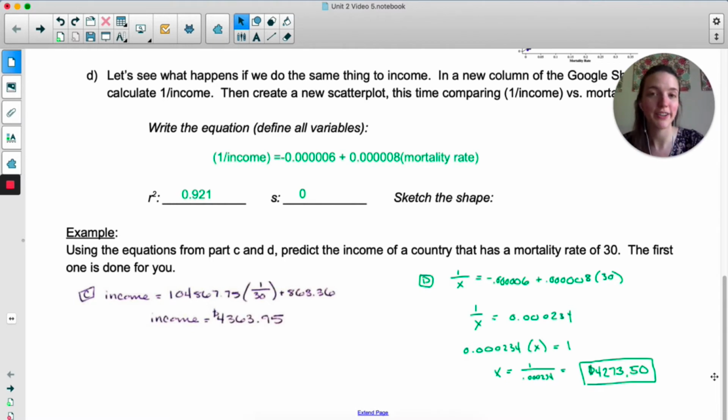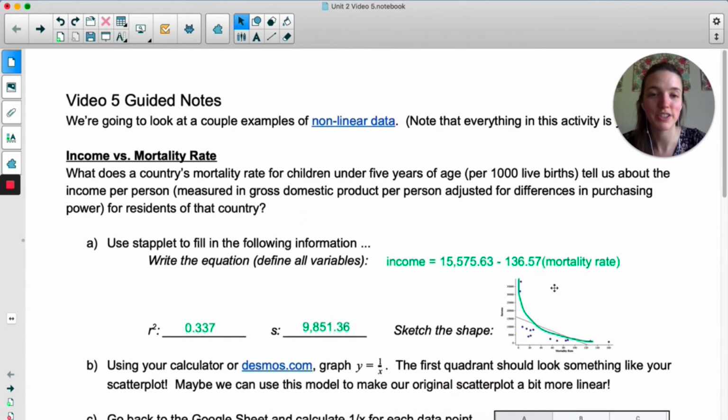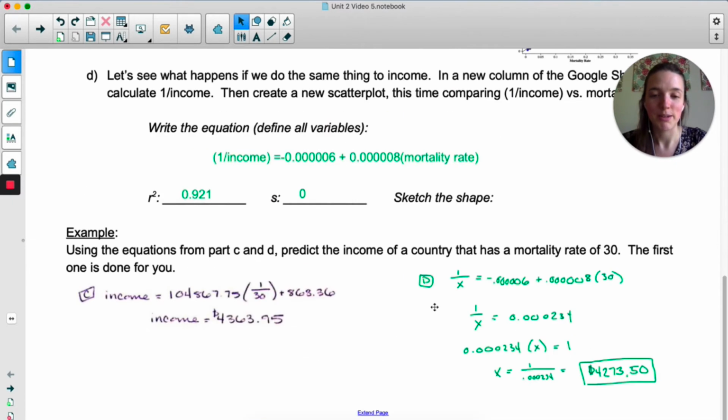And we would get a third different value if we used this not so good predictor up here. Each line is giving you a slightly different prediction for a mortality rate of 30. Based on the r squared and the s values, I would say we'd want to go with this line, our third option, just because that had the r squared closest to 1 and very small residuals.